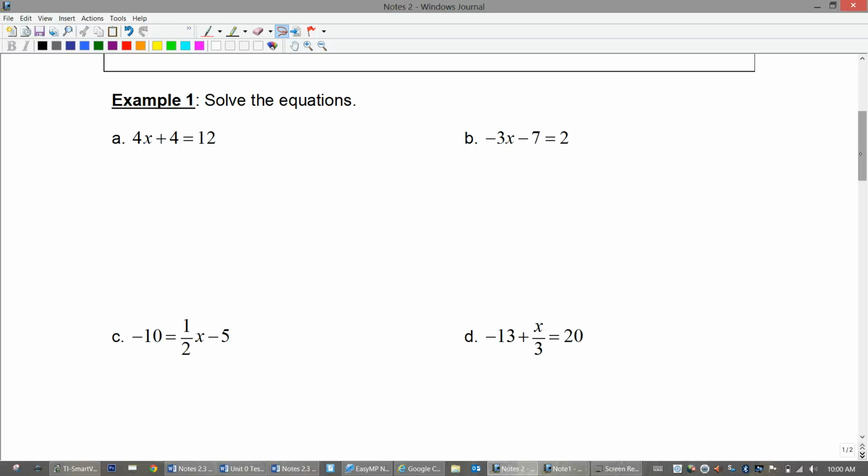Really, what it means to solve an equation, and this is important, this is the why of what we're doing. This is a statement: 4x plus 4 equals 12. When we're solving it, we want to find the value of x that makes this a true statement. In math, equations are statements. We want to find the value of x that makes the left side of the equation equal to 12. There's a prescribed method that we can use.